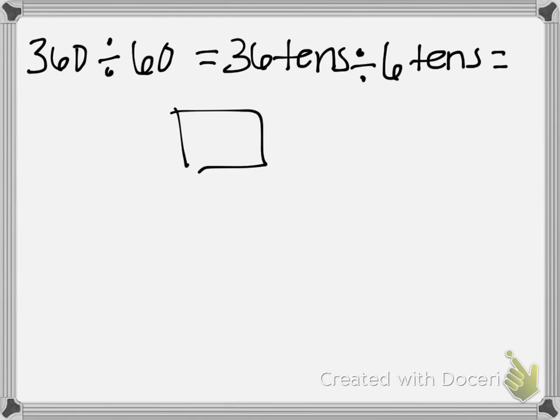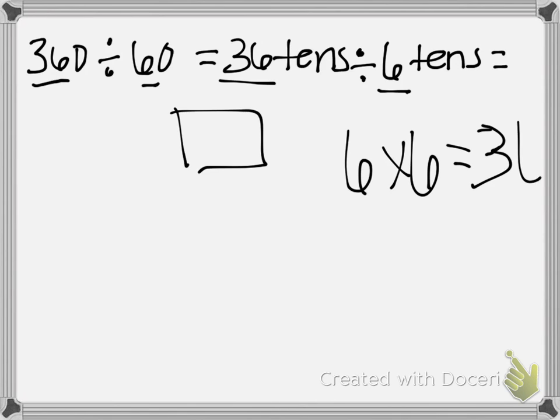So let's try one more of these together. I want you to write this problem down in your spiral. 360 divided by 60. So we have to use what we know. We know our facts for 6. So we're saying that in 360 we have 36 tens. In the number 60 we have 6 tens. So it's asking us to use mental math to tell me what is 36 divided by 6. Well, what's 6 times 6? 36. So we know that 6 is our answer.